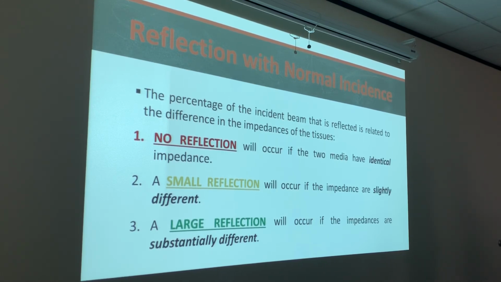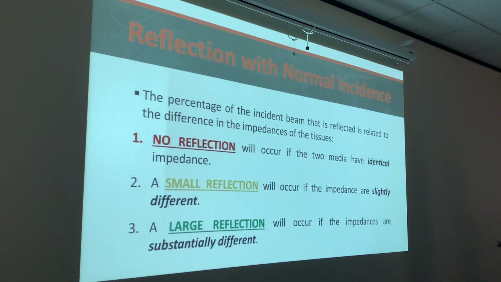Mind you, this is just with normal incidence. We're hitting the structure at 90 degrees, orthogonally, perpendicular, or at right angles. Is it more density or less density? We're talking about impedance, the resistance, not density. Remember, density has to do with propagation speed. We're talking about impedance right now, the resistance the medium has to sound travel.